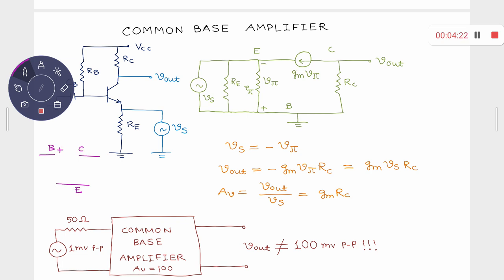Between base and emitter, what do you have? You have a resistance. What is that? R pi. And that voltage is V pi. And between collector and emitter, what do you have? You have a voltage dependent current source. That's gm V pi. For the time being, let's forget about R0. Suppose there is no R0. If R0 is there, then this should be contributing between collector and emitter. Then for this circuit, what do we have? From base to VCC, there is RB. This is RB.